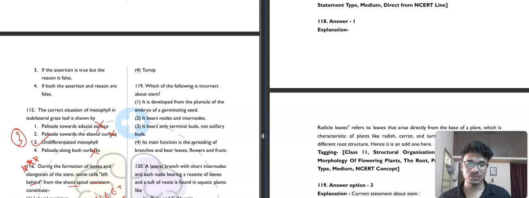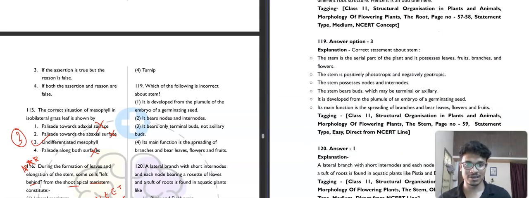Then, which of the following is incorrect about stem? Question number 190. It is developed from the plumule of the embryo, correct. It bears nodes and internodes, correct. It bears only terminal buds, not axillary buds. No, this is not correct. They bear both. The stem bears buds, which can be terminal or axillary. Its main function is spreading of branches and bearing leaves, flowers and fruits. This is also correct. So the third option is the incorrect one about stem.